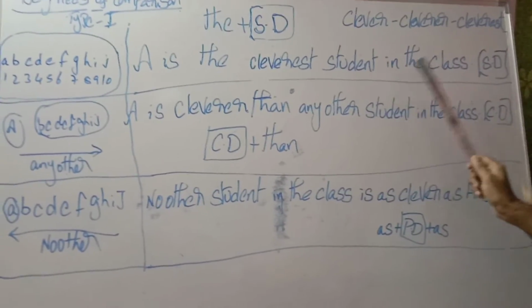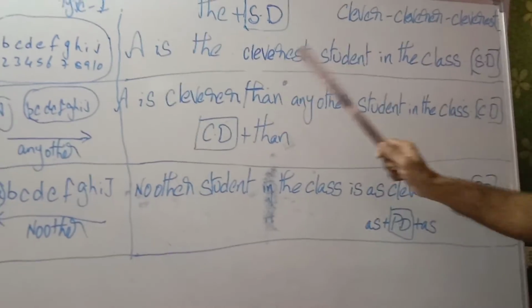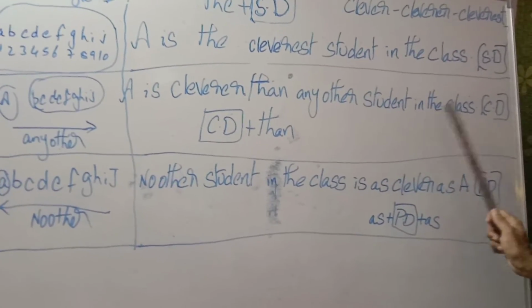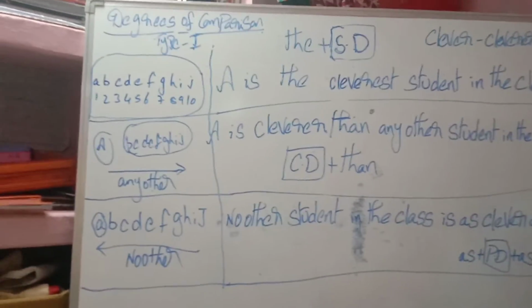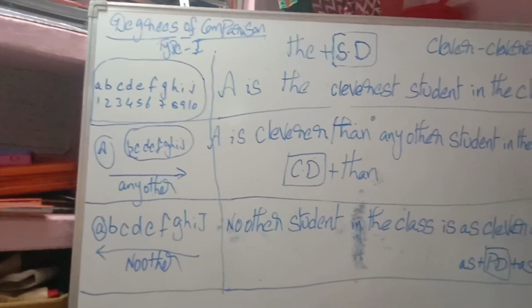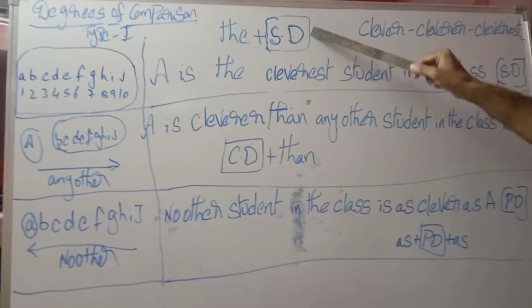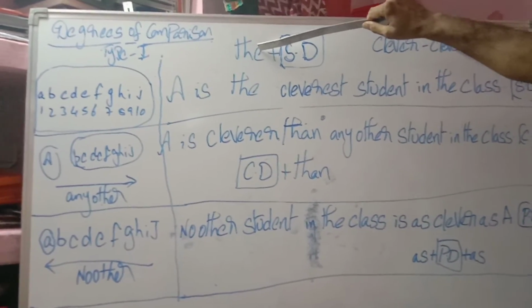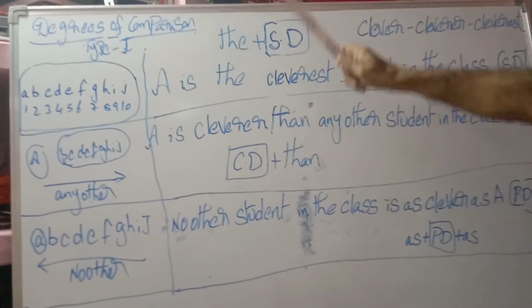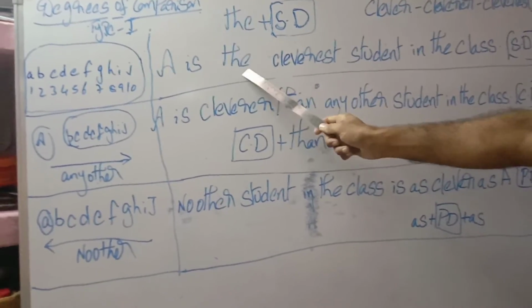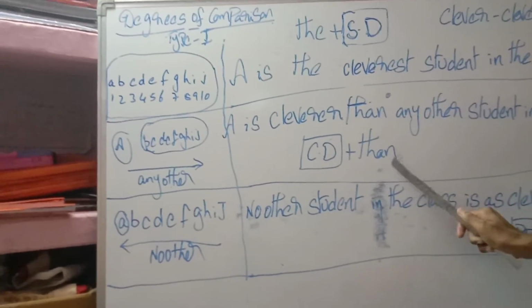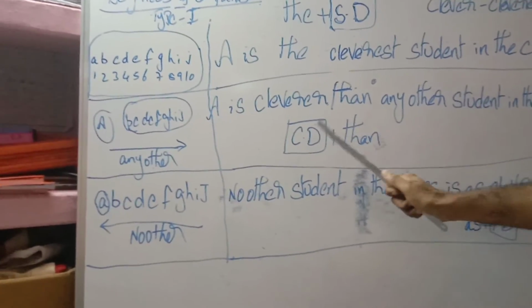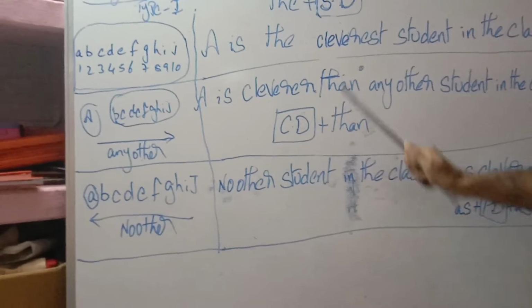So A is the cleverest student in the class. Superlative degree. A is cleverer than any other student in the class. Comparative degree. No other student in the class is as clever as A. Positive degree. Always do remember: before the superlative degree, THE will come. After the comparative degree, THAN will come.